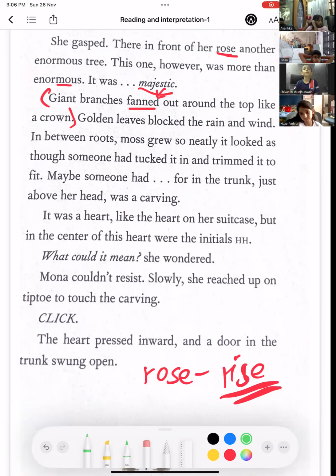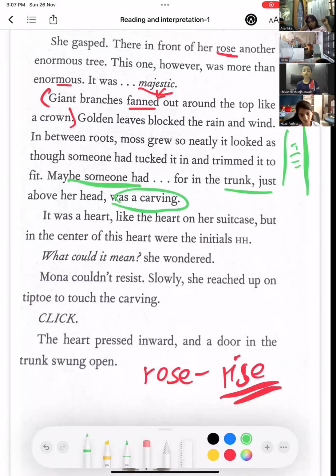In the trunk, just above her head, was a carving. We know that a lot of trees have carvings on them, like someone may write their name, you will see some drawings, they scratch on the tree trunk. So the author thinks that maybe someone must have tucked in and trimmed the moss to fit. And he's even given the reason why he thinks so, because in the trunk there was a carving, and we know humans do carving.